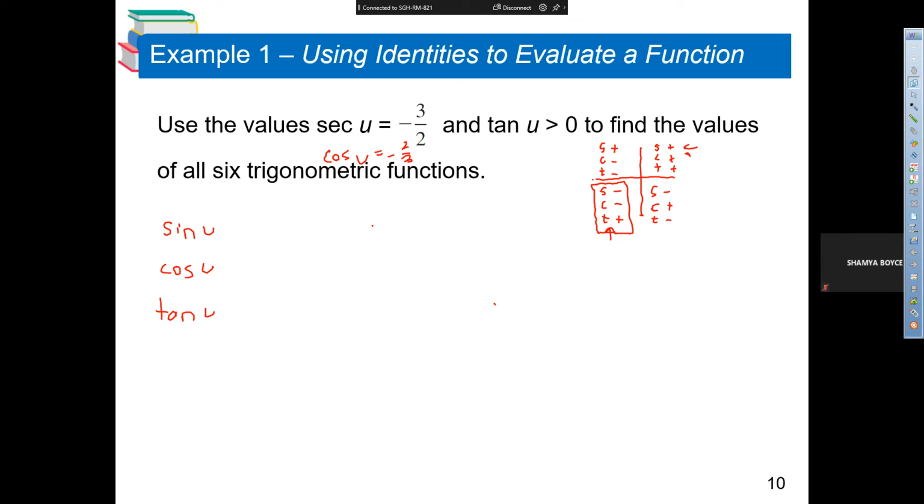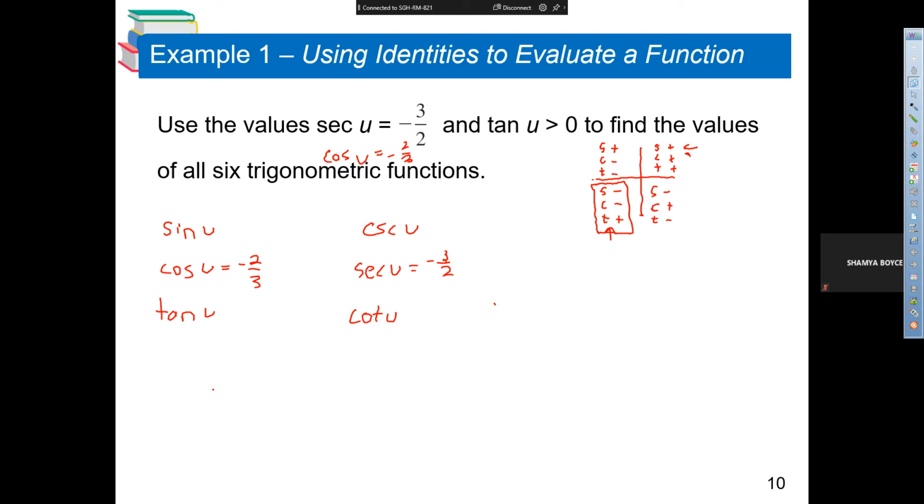the cosecant of u, we already know the secant of u, and then the cotangent of u. So we know the secant of u is negative 3/2. Well, cosine is the inverse of that, so we know that is negative 2/3.